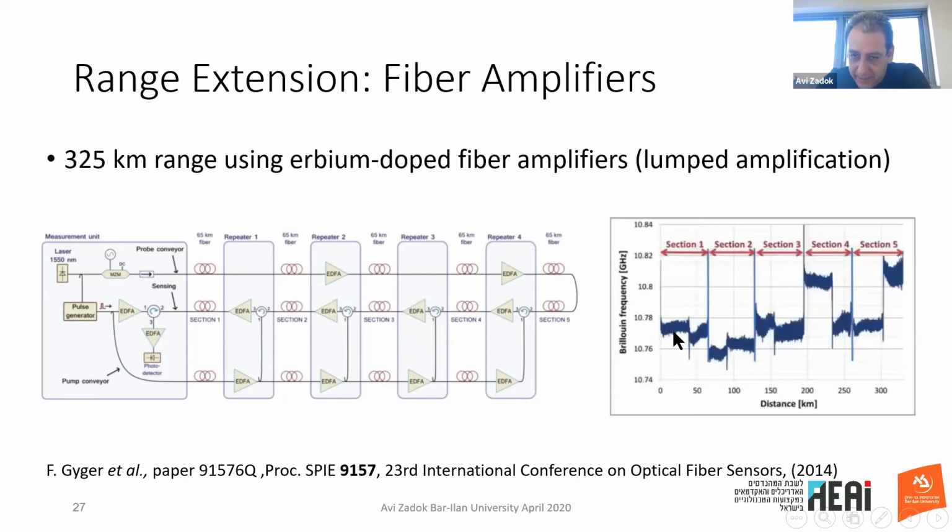And what you see here is that he was able to measure the Brillouin shift over 325 kilometers. So you see here, these are already the fitted peak frequencies, the Brillouin shifts. They measure in the 10.8 gigahertz range, all the way over 325 kilometers. So this is one way you could do it.